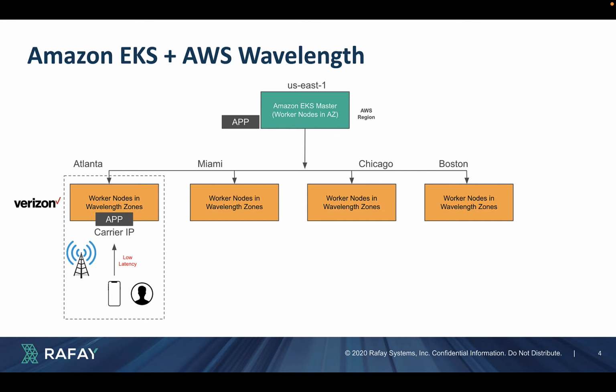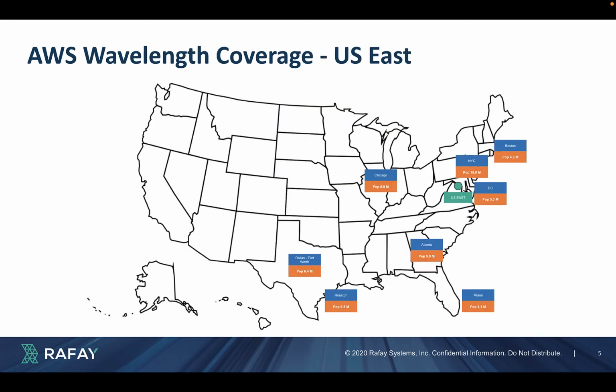This is where the wavelength infrastructure is deployed. A wavelength zone is a logical extension of the AWS region, and it is managed by the control plane in the region. Amazon EKS with worker nodes in AWS wavelength zones allows application owners to deploy and operate their latency-sensitive applications in the same metro location as the user.